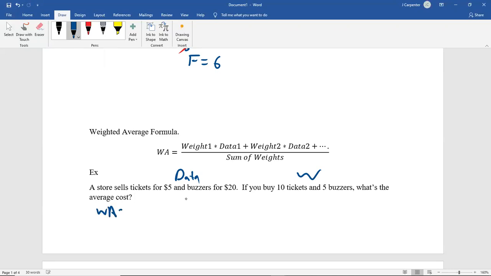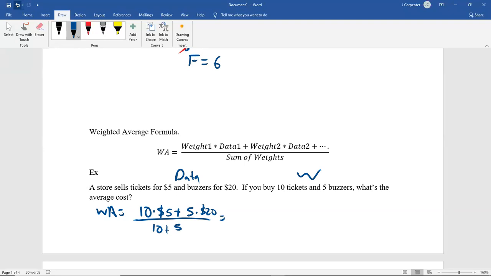So your weighted average would be, you take your weight for the tickets, 10, times the price per, which is 5, plus, it's a weird looking plus sign, isn't it? My hand slipped on my tablet. Then plus the 5 buzzers times the $20 per. And then we divide by the sum of the weights. The sum of the weights is like adding up all the different things you bought. You bought 10 tickets, and you bought 5 of the buzzers.